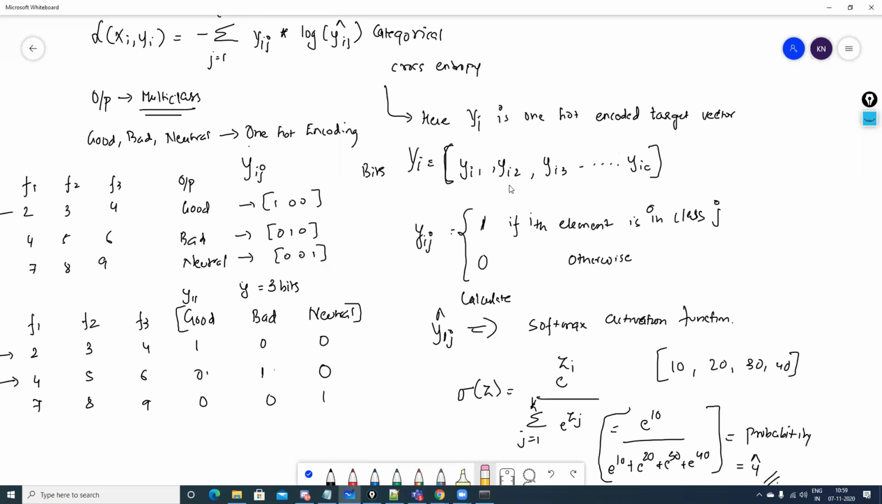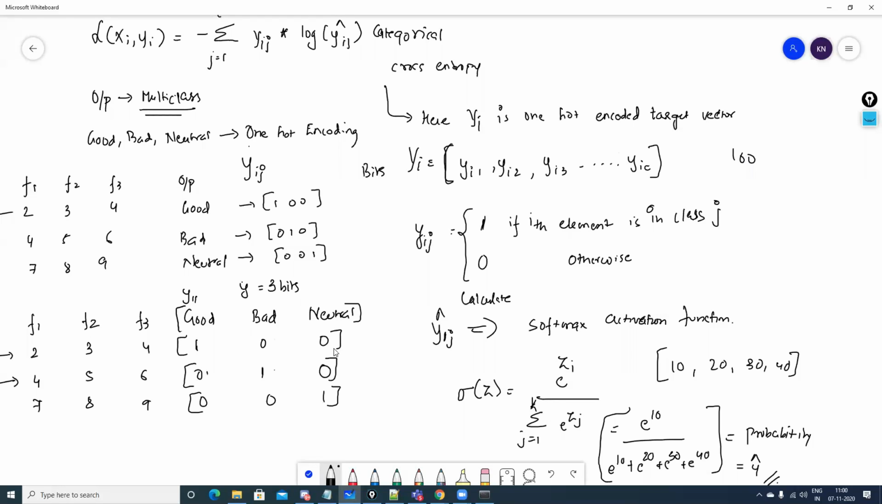Now, when I'm representing it like this, what is my y of i? My output is the combination of bits, and it depends on the number of categories. If I have the number of categories as 100, then my yi is represented from 1 to 100 in the one-hot encoded format.